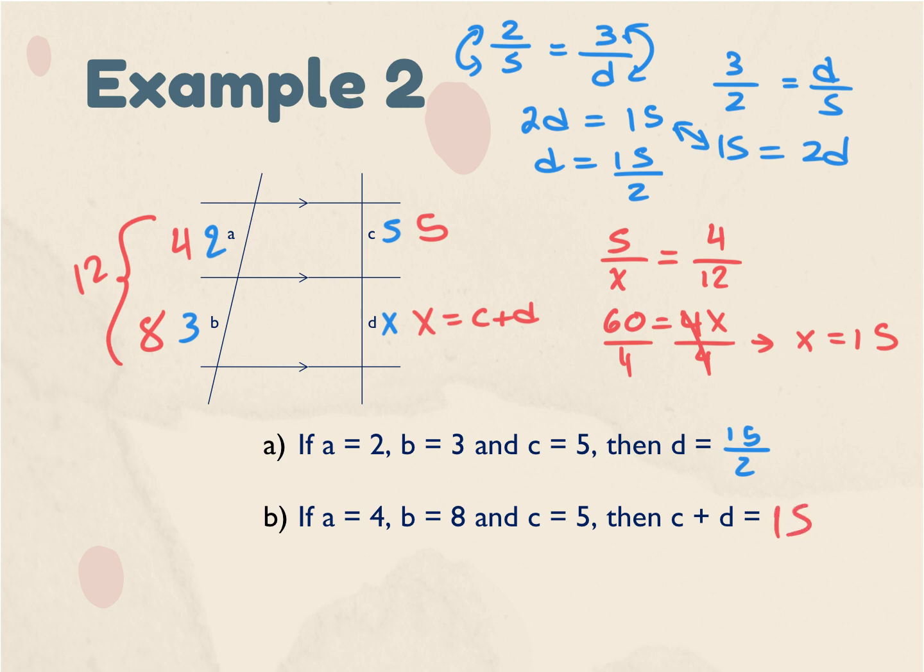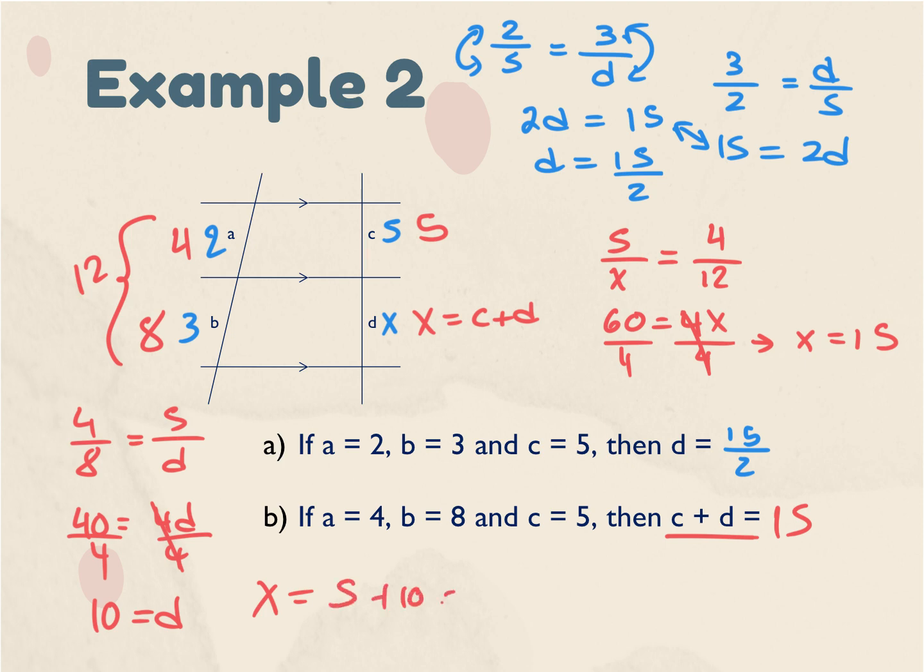Now, if you by any chance did not want to do it like that, and you wanted to do 4 over 8 equals 5 over d, that's fine. Cross multiply the 8 and the 5, it's going to be 40 equals 4d. Divide by 4, divide by 4, and I get that 10 is equal to d. Now, d is not what they're asking for. They're asking for C plus d. So I end up doing x is equal to 5 plus 10, gives me 15. Same answer.